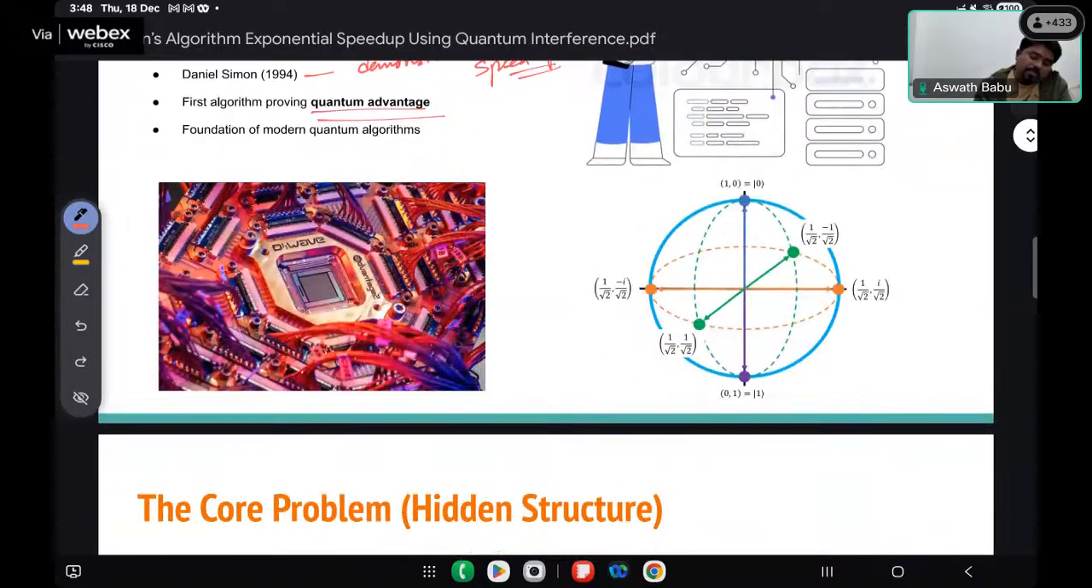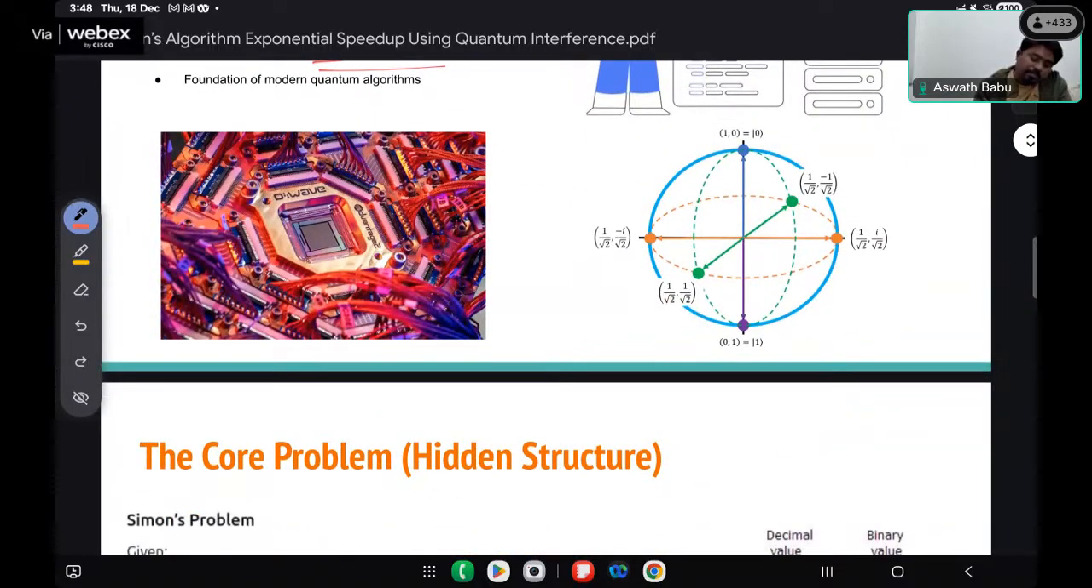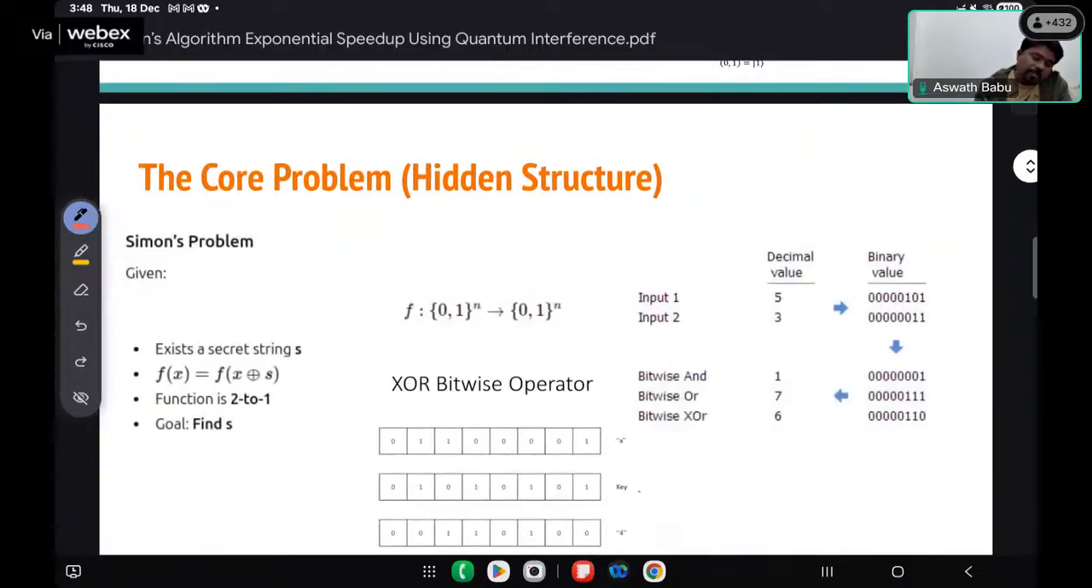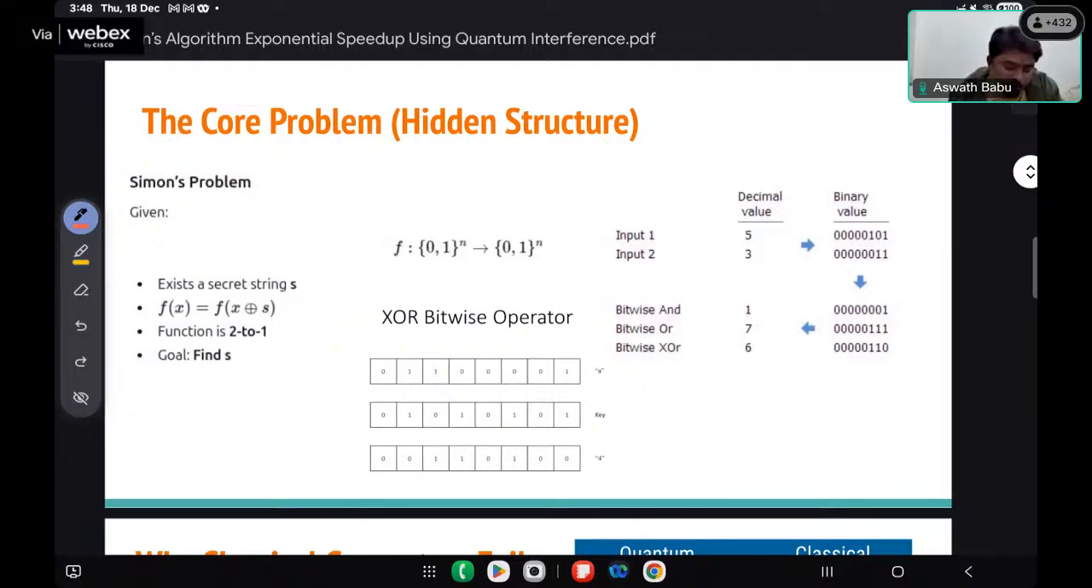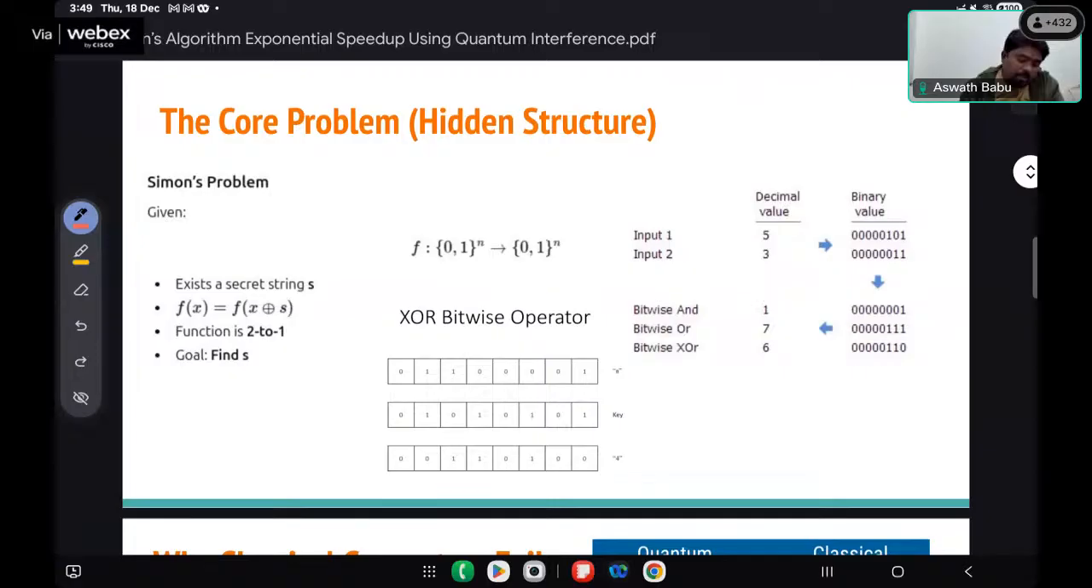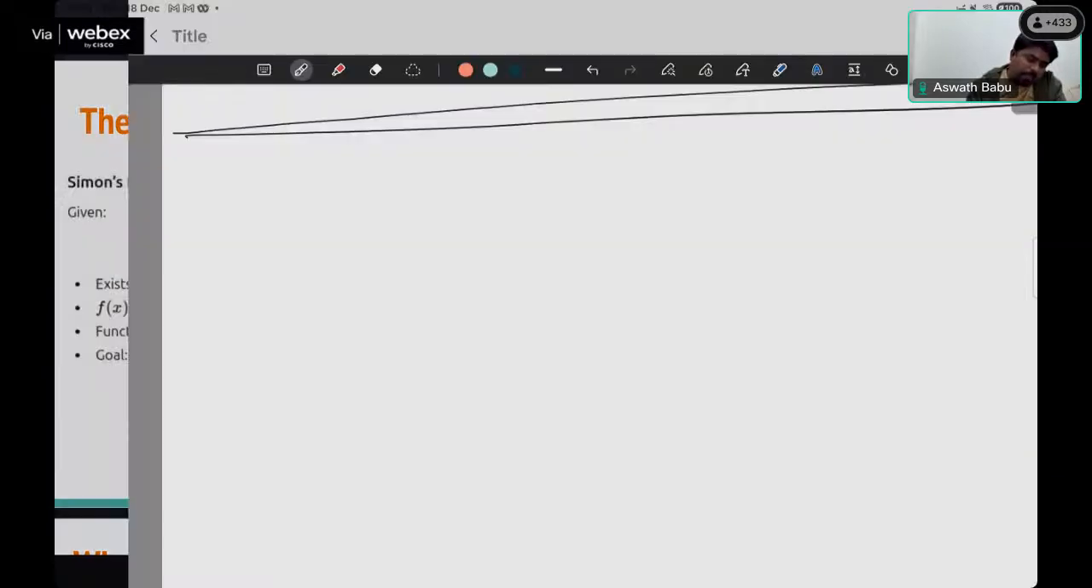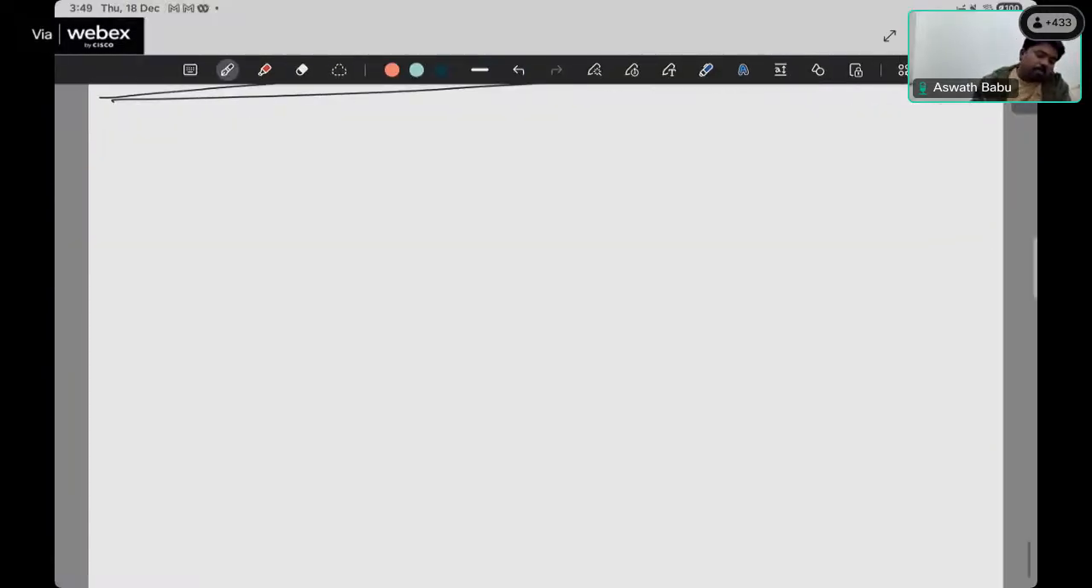I have added a Bloch sphere interpretation just for appeal. So what is Simon's algorithm? Let me explain using a text. Simon's algorithm.